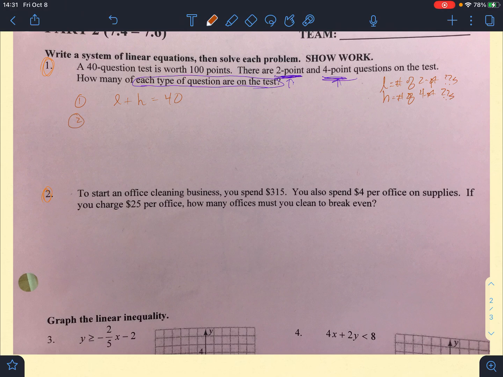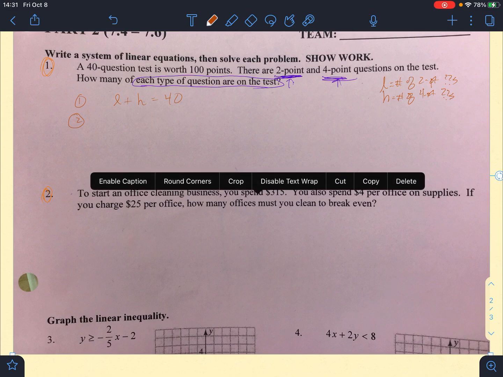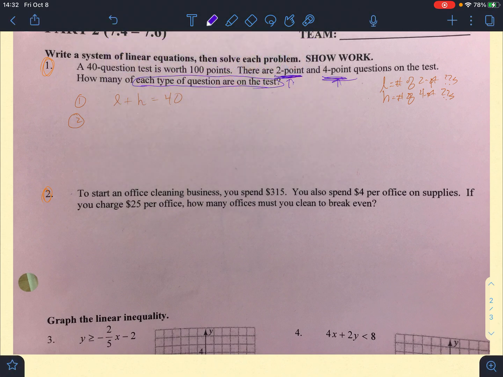Equation 2. The first equation has to do with questions. The number of low questions plus the number of high questions is 40. This next one will have to do with points. 2 times the number of low questions plus 4 times the number of high questions is 100.